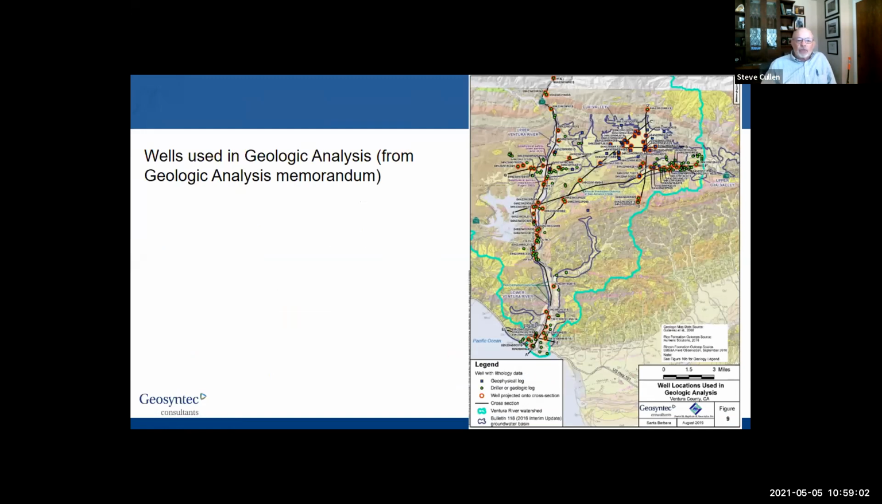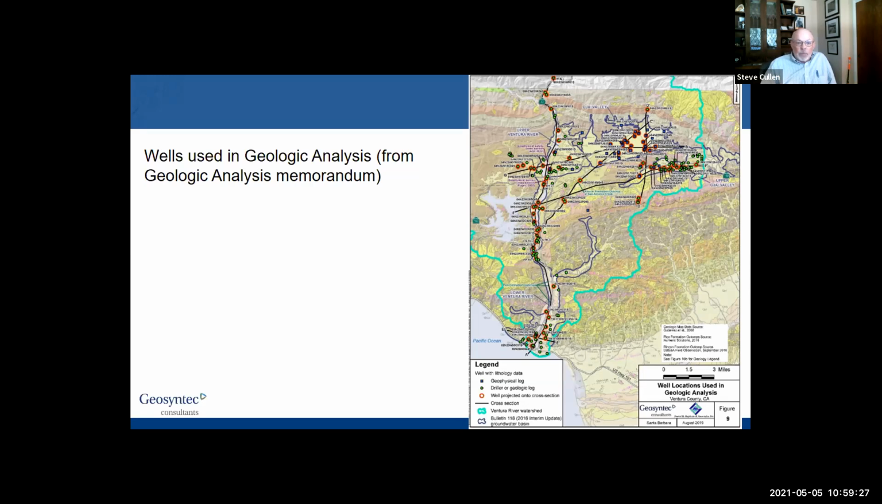Well locations used in the geologic analysis are displayed here. The green circles indicate the use of a driller or a geologic log. Blue squares indicate the use of geophysical log. For example, Fugro 2002 and Advanced Geoscience in 2014 provided some information. Red circle outlines indicate locations where well log information was projected onto the cross sections.